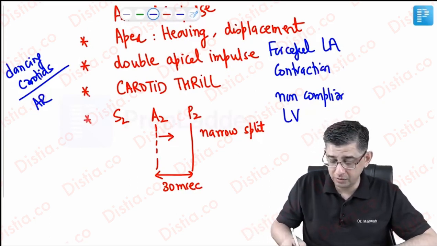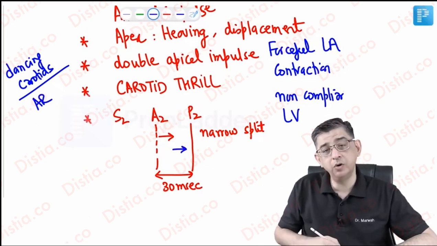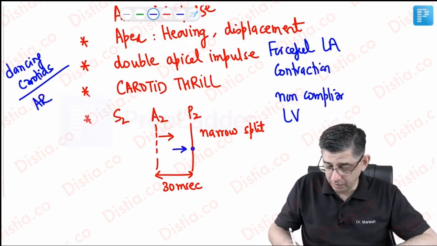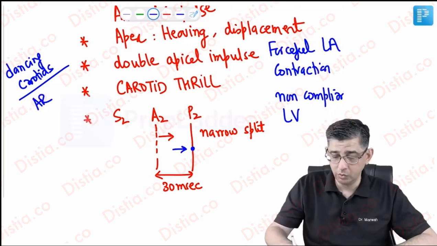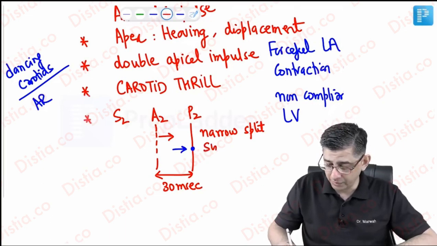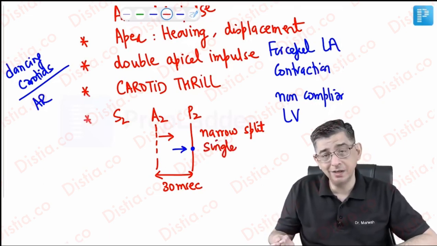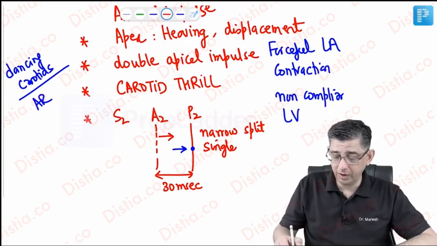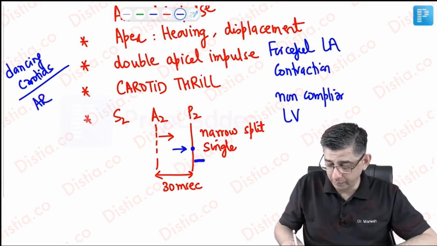And if the same person does not take treatment, the gap will become even more narrow. There's also the possibility that the two will superimpose. So no big deal that instead of writing a narrow split second heart sound, he might say a single S2. Or for that matter, there's also the possibility that it might overshoot.